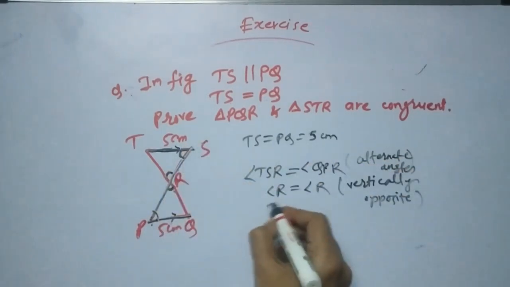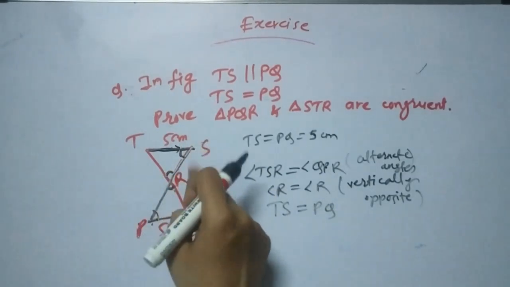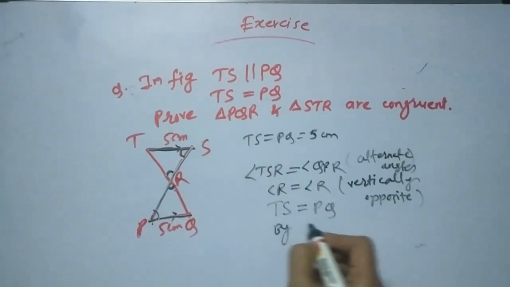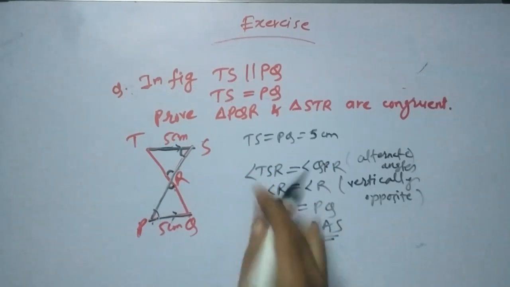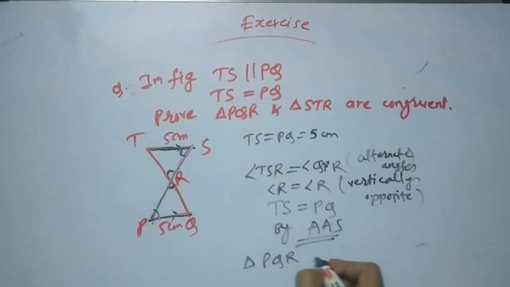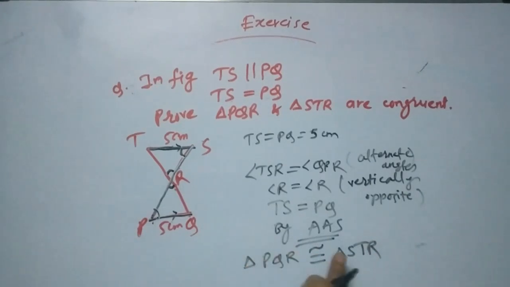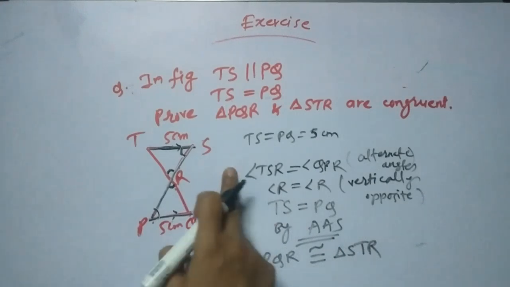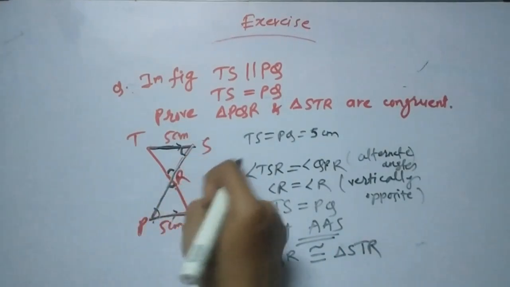And already one side is given, TS is equal to PQ. So you can say this is angle, side, again angle, side. By AAS condition we can say that these two triangles, PQR, is congruent to triangle STR. This is the symbol of congruency. So triangle PQR is congruent to triangle STR because these corresponding parts are equal: angle, side, angle. This angle and this angle, and this side.